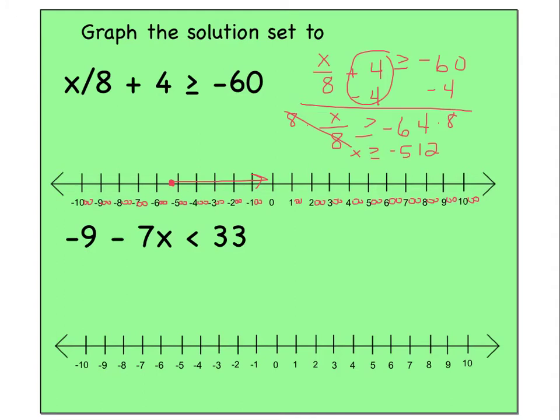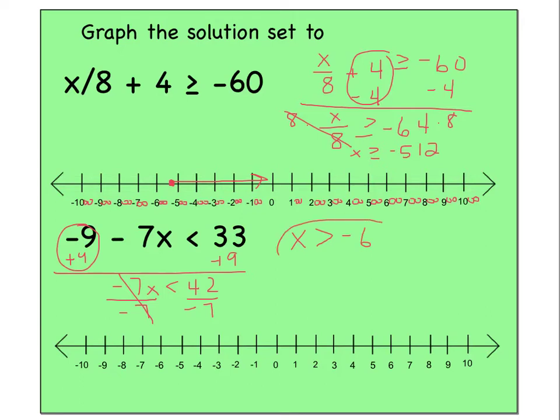The next one, we'd first have to add 9 to each side, which is going to give us negative 7x is less than 42. We're dividing by a negative. Be thinking what happens when we divide by a negative. We have to switch our sign. So x is going to be greater than negative 6. I'm going to go to negative 6. It's going to be an open circle. And we're going greater than, so we'll shade to the right.